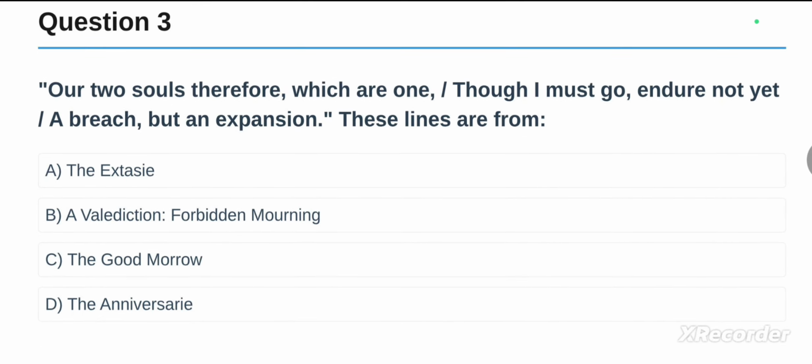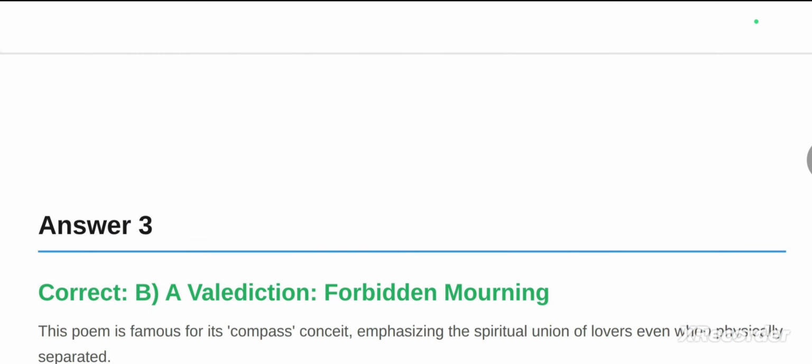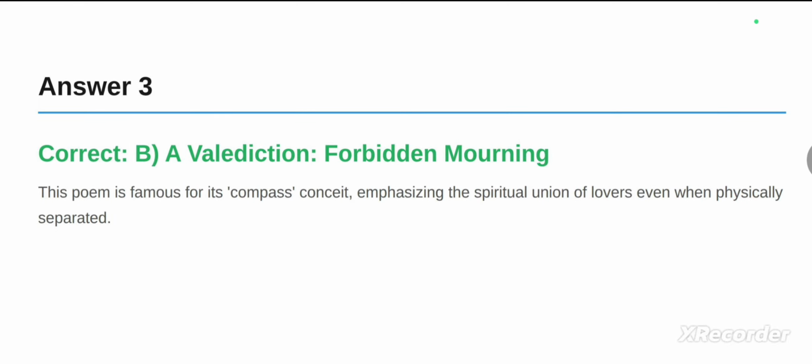The third question is, are two shoals therefore which are one? Though I must go, endure not yet a breach but an expansion. These famous lines are from John Donne's poem, A Valediction Forbidding Mourning. As you all know, John Donne was a metaphysical poet and he is famous for metaphysical conceits. And this poem is famous for its compass conceit, emphasizing the spiritual union of lovers, even when physically separated.